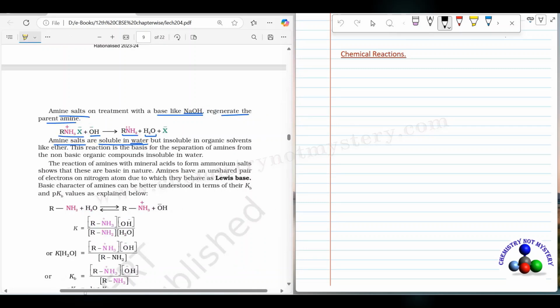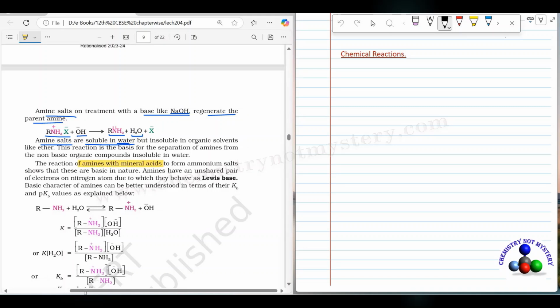The reaction of amines with mineral acid to form ammonium salt shows that they are basic in nature. Amines have unshared pair of electron on nitrogen, due to which they behave as Lewis base. Basic character of amines can be better understood in terms of their Kb and pKb value as explained below. So let's draw the structure of amine. This is nitrogen. It has lone pair of electron and it is bonded on two sides with hydrogen and on one side with alkyl group. Due to presence of lone pair over nitrogen, these lone pairs can be donated to electron deficient species. So that's why it is a lone pair donor.